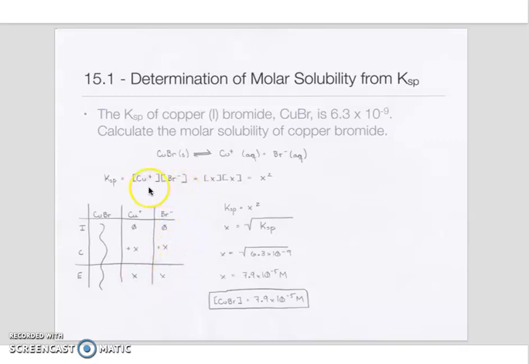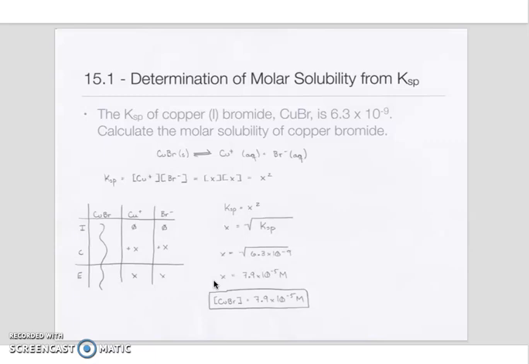So I can plug that back into my initial equilibrium expression, and I get that KSP is equal to X times X, or X squared. So from there I can say that my KSP is equal to X squared. If I want to solve for my X value, X is equal to the square root of my KSP, and I've been provided the KSP in the problem itself. So my X is equal to the square root of 6.3 times 10 to the negative 9. Therefore, that X value is 7.9 times 10 to the negative 5 molar.